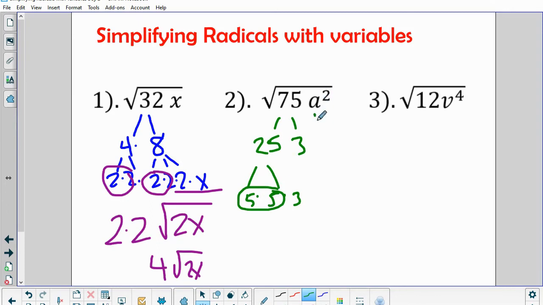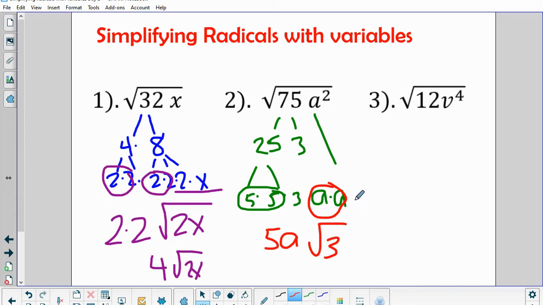And then as far as the a's are concerned, we bring down a couple of a's. So we can circle those as well. Take out one of each of those, take out 1 5 and 1 a, because by taking the square root, we unsquare those 2 pairs, and then left inside the square root symbol is the square root of 3. Okay, last one on this little page.